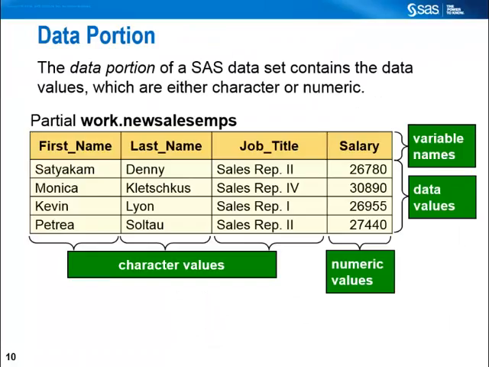Data portion. The data portion of a SAS dataset contains the data values, which are either character or numeric. A partial work.newsales emps view table is given here, where at the top the headings of all the columns are the variable names, and the values in the columns for a particular observation are data values. Salary is a numeric value, and all the other three variables that we have, that is first name, last name, and job title, are character values.